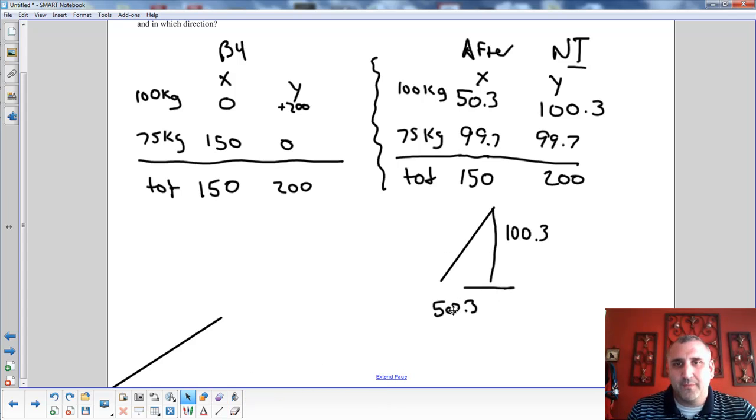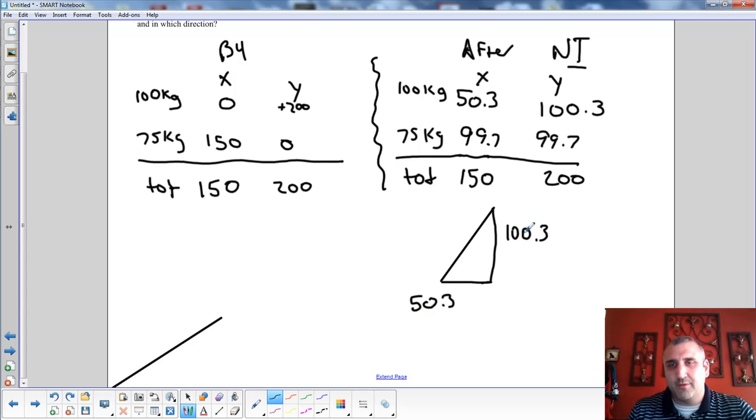Well, to do that, it's actually not that hard. A squared plus b squared equals c squared, as long as we remember these are momentums. So 50.3 squared plus 100.3 squared will give you a big number. And then if you take the square root of that, you should get 112-ish meters per second. I'm sorry, kilogram meters per second.